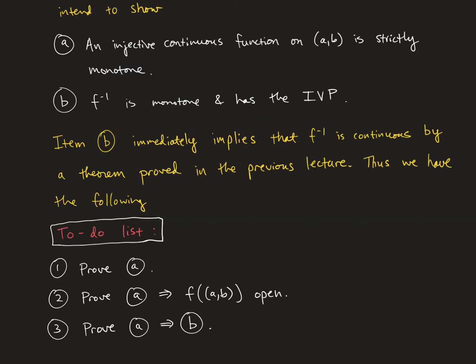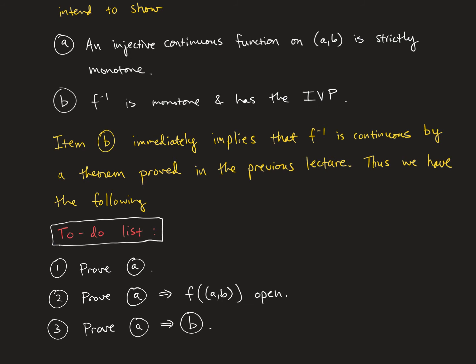Okay, so just returning to our to-do list, just remind ourselves that we completed the list. So we now know that an injective continuous function on an interval is strictly monotone, and we saw how that fact implies that the image of the interval is open, and we saw how that implies that the inverse function is monotone and has the intermediate value property and is therefore continuous.